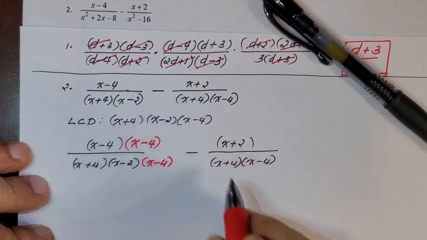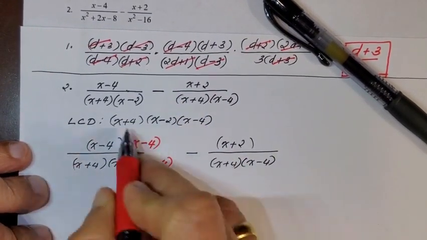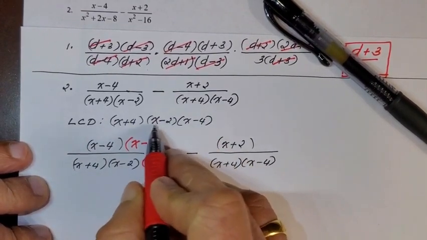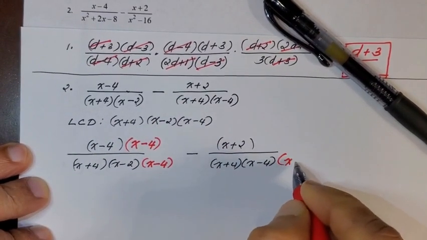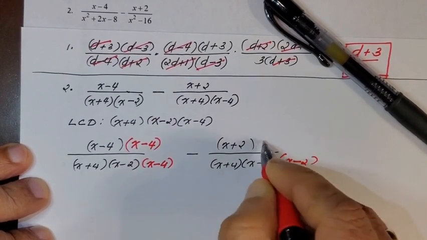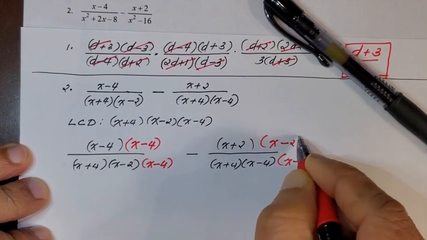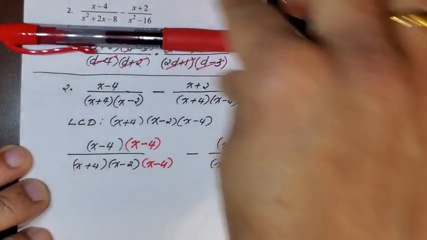Okay, we are done with that. And here we have x plus 4. X plus 4 is here, x minus 4 is there. The only thing missing is x minus 2. So multiply both the top and bottom by x minus 2. Okay, now we can simplify that.